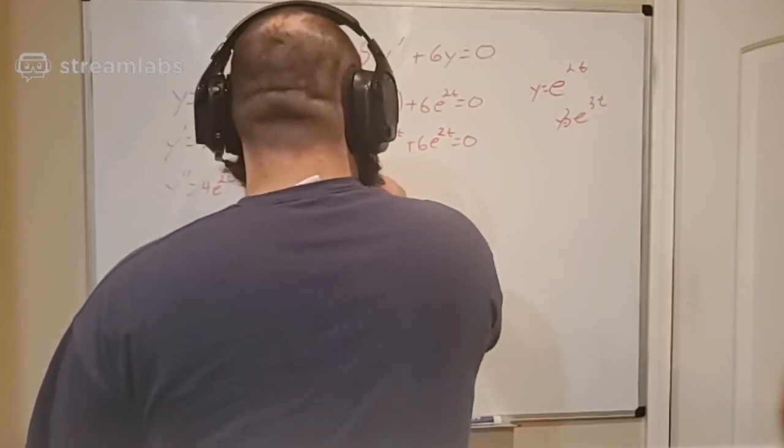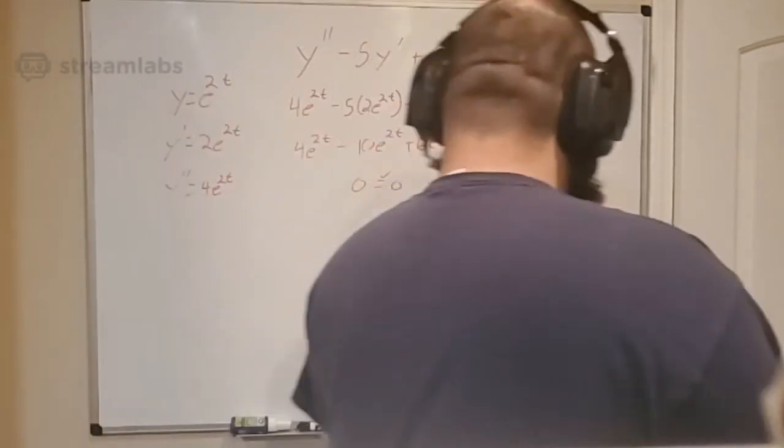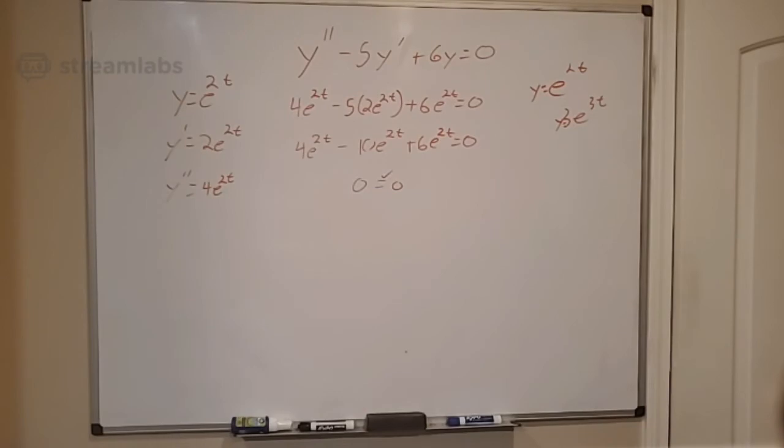So there's the first one. You'll be able to see it in a second after I move. But the second one's done the same way. You just take the derivatives, plug them in, and if you don't get 0 on the left-hand side, it's false. If you get 0 on the left-hand side, it's true.